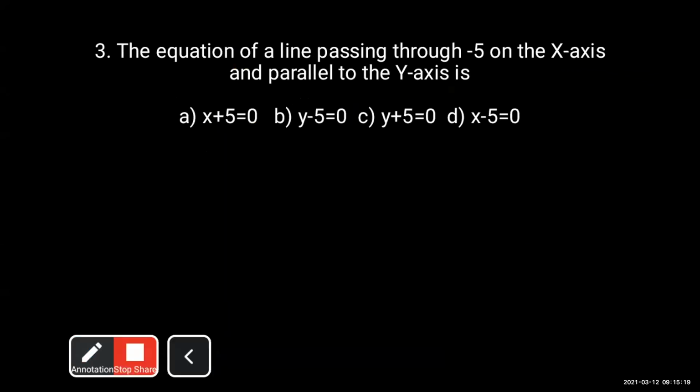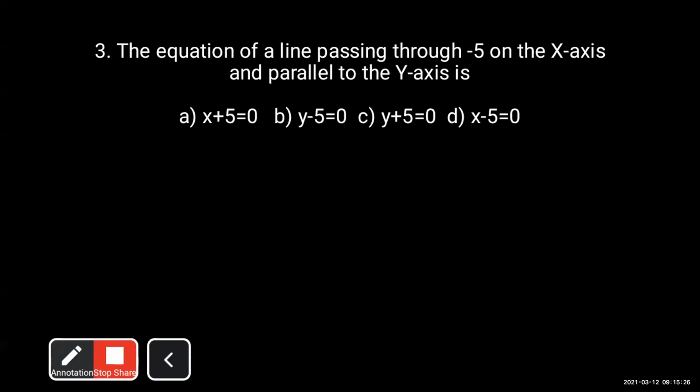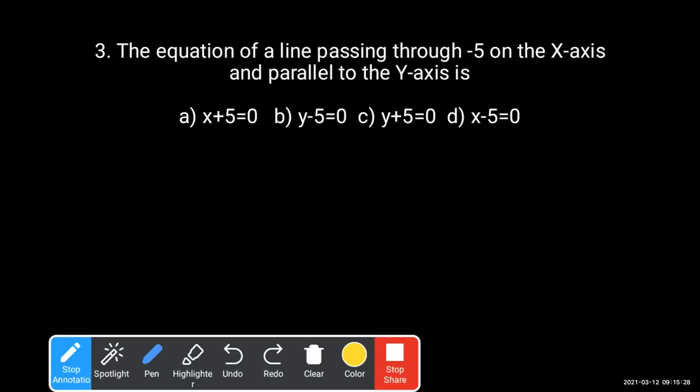Next, the equation of a line passing through -5 on the x-axis and parallel to the y-axis. Now here, two things you have to see: -5 and parallel to the y-axis.